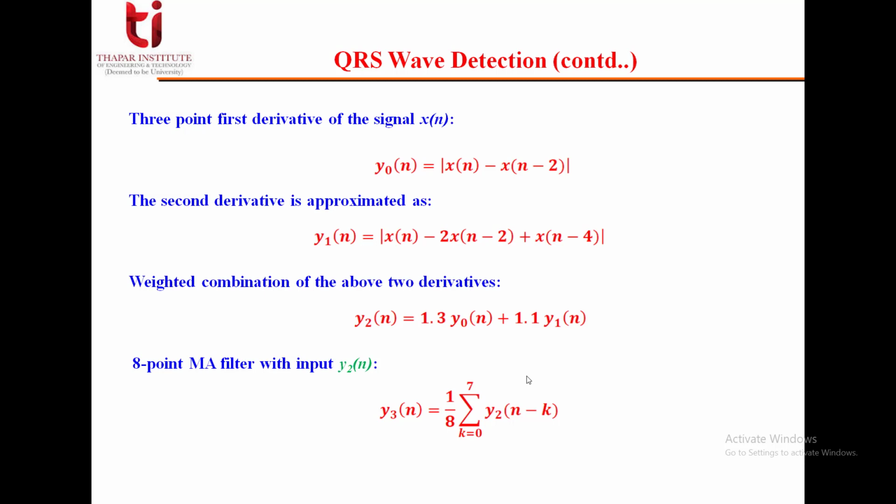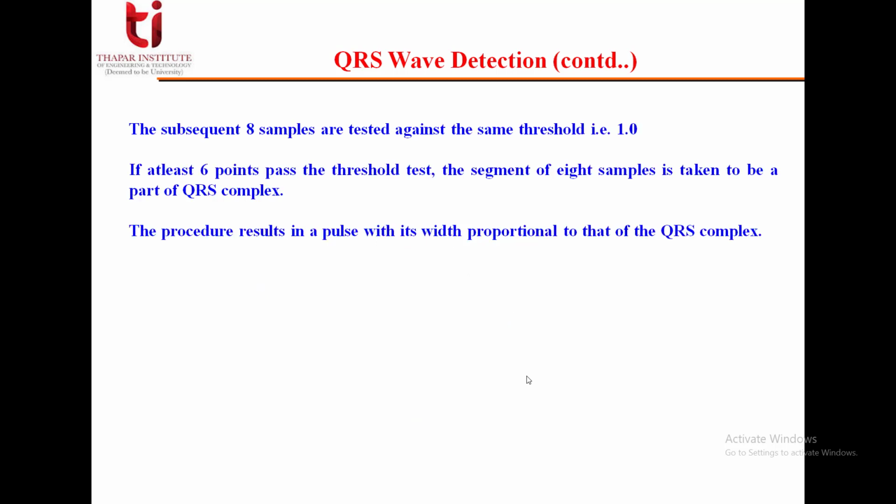So this is how we are keeping the algorithm for QRS wave detection. First, we are calculating the first derivative of the signal, mainly by the 3-point central difference method, and then we are calculating the second difference from this first derivative. Then we are obtaining the weighted combination of these two derivatives, passing this to a moving average filter, and keeping the threshold as 1 to detect the QRS peak. Now let's look at one illustration for this.